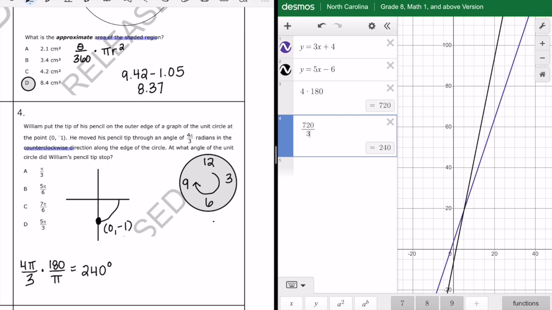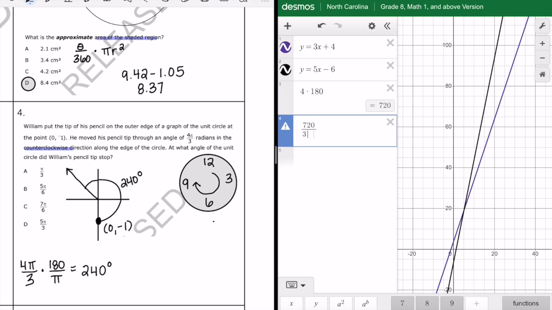So this is 90. We're going the opposite direction of what a clock would do. So this is another 90. That's 180. And if I rotate even further, that's going to put me at 270. But I don't want to go to 270. So somewhere in this range is going to be the rotation of 240 degrees.